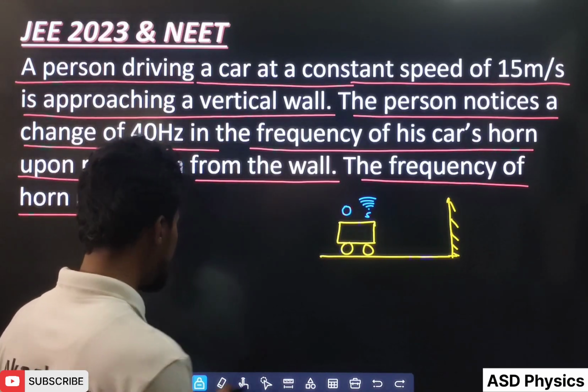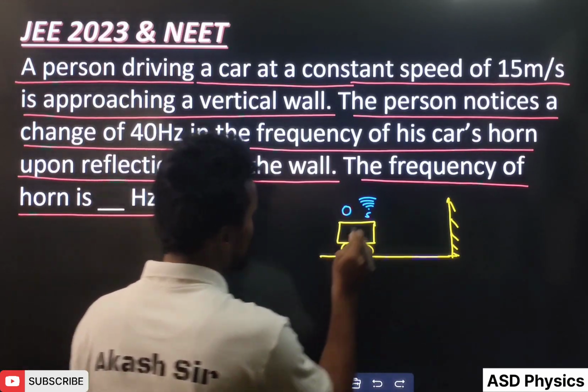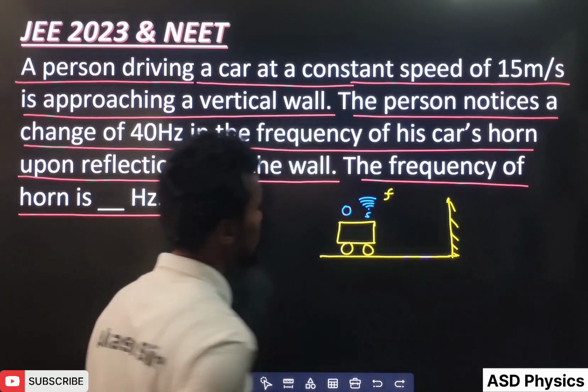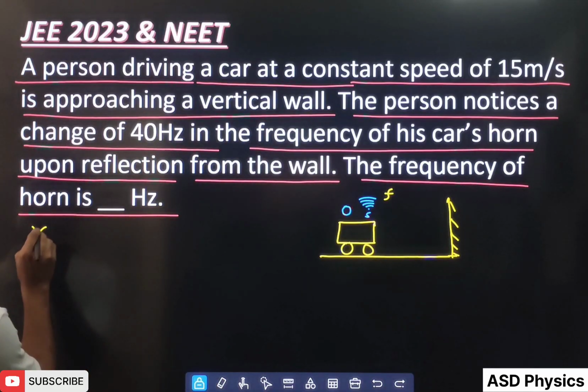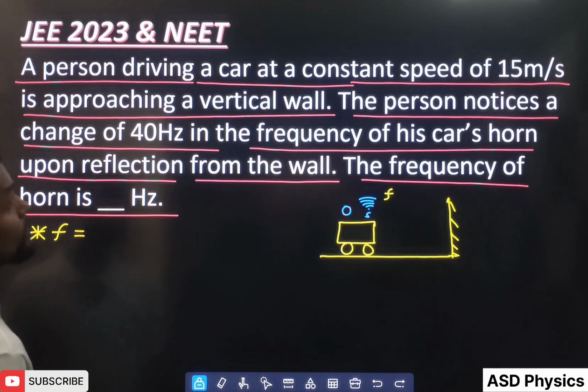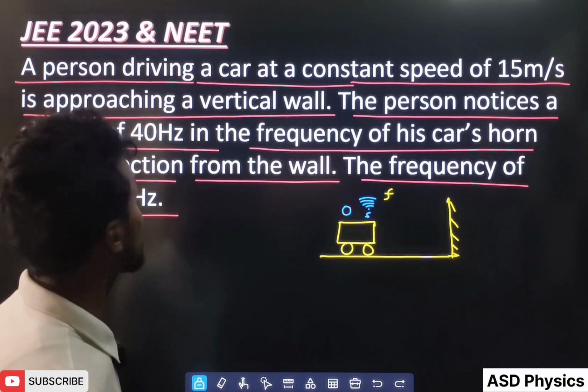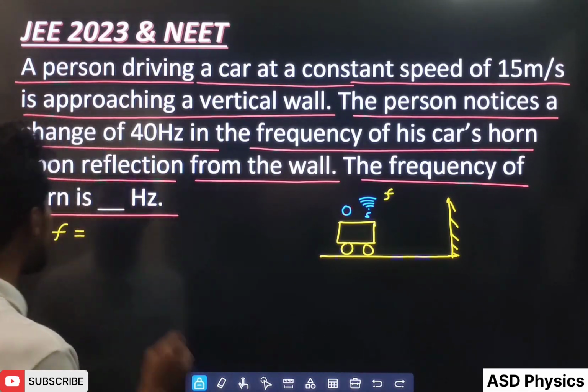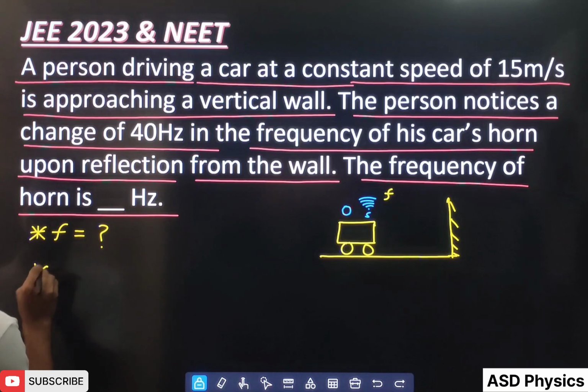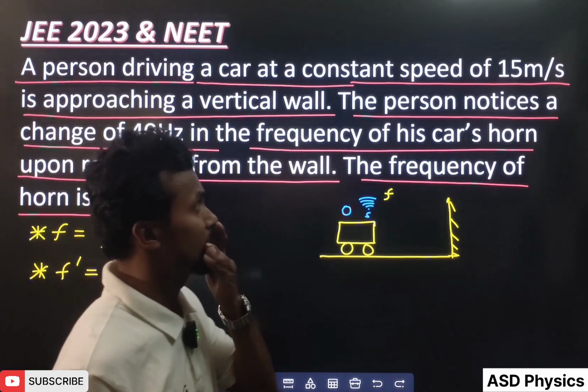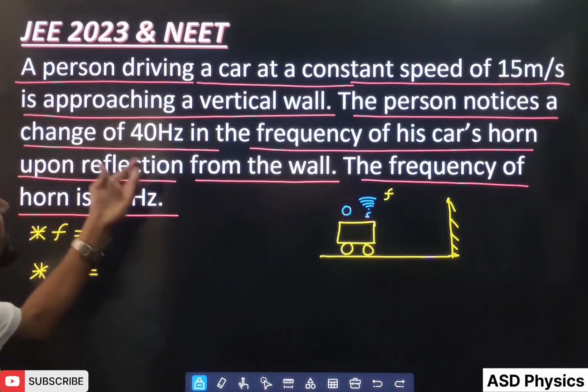Okay. So in this situation, what is the frequency of the source? That means the frequency of the horn. Is it given here? No, not given. That we have to calculate. After that, the frequency received by the driver has a difference of how much? A change of 40 Hz.